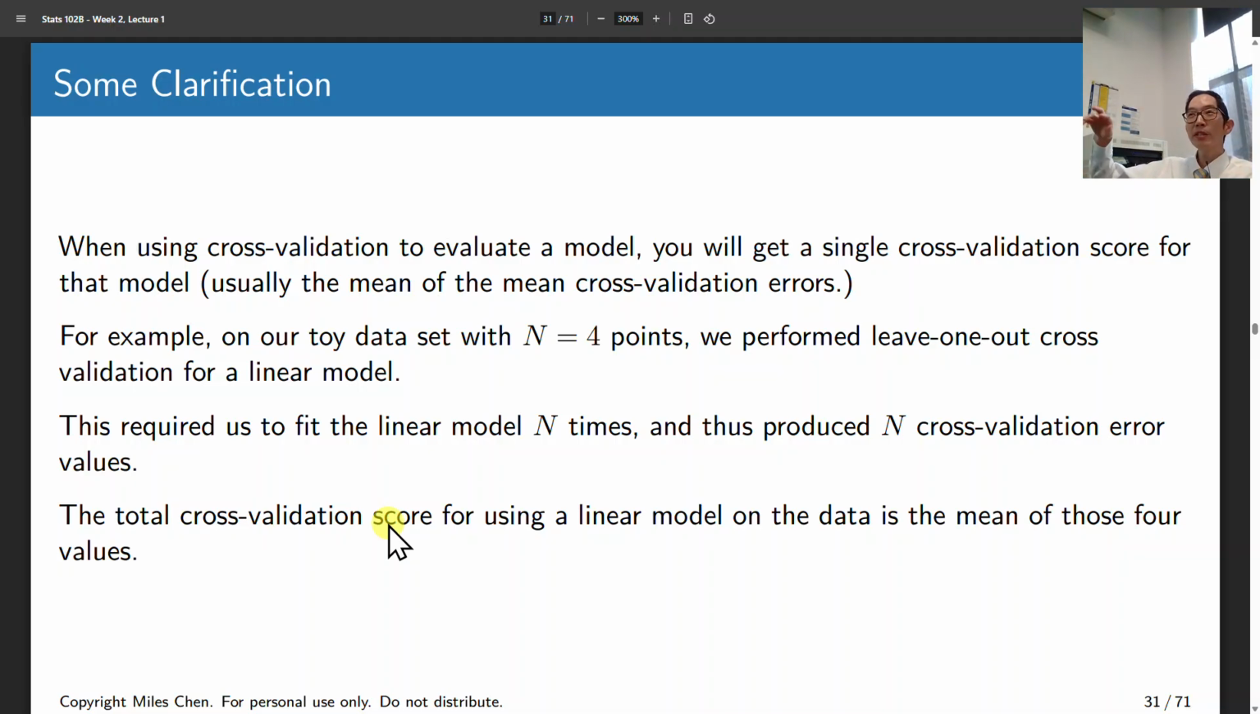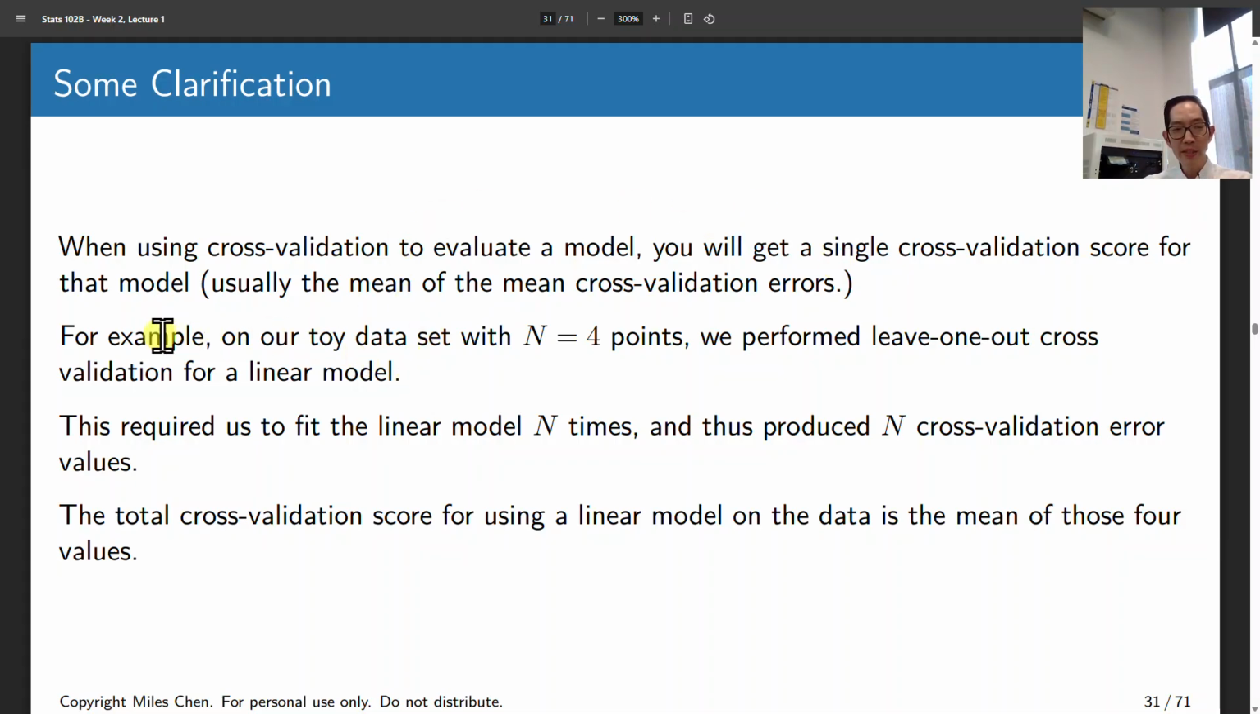Okay. Cross-validation is used in the process of trying to compare different models for the data that you have. So when you use cross-validation to evaluate a model, you get just a single cross-validation score for that model. Usually the mean, just kind of your mean squared error.